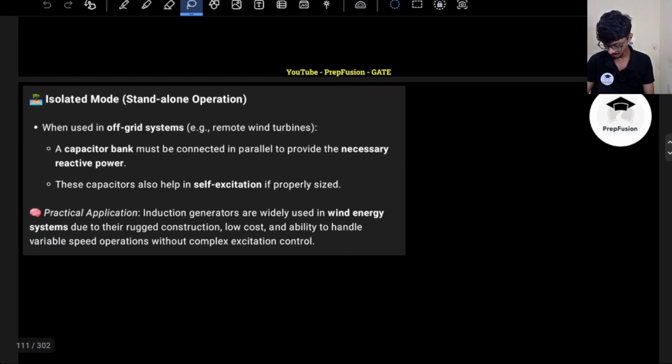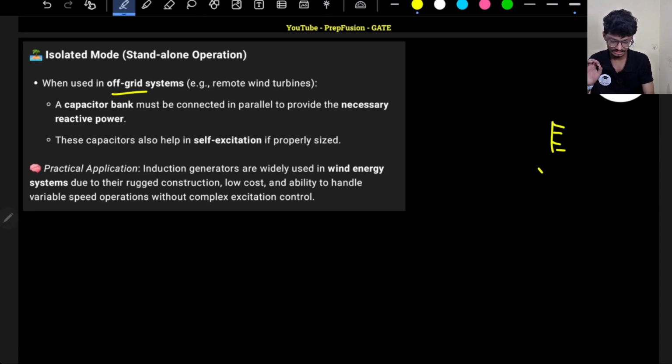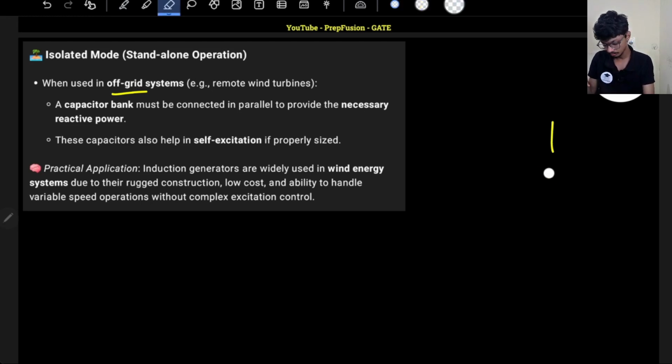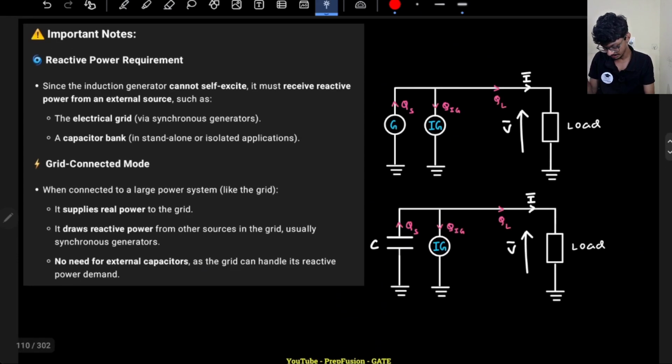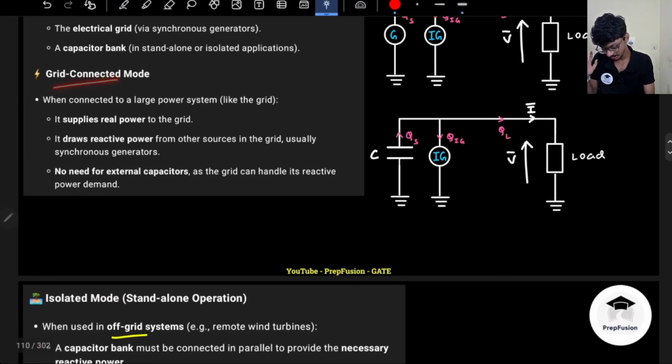So this is basically the isolated mode, when we are operating our generator off grid. Off grid meaning that I am not connecting it to a grid which has a constant terminal potential, right? I will discuss what does grid mean and what does off grid mean in the next few slides, don't worry. Okay, so this kind of example is generally used in isolated mode, though we can use it in grid connected or isolated.